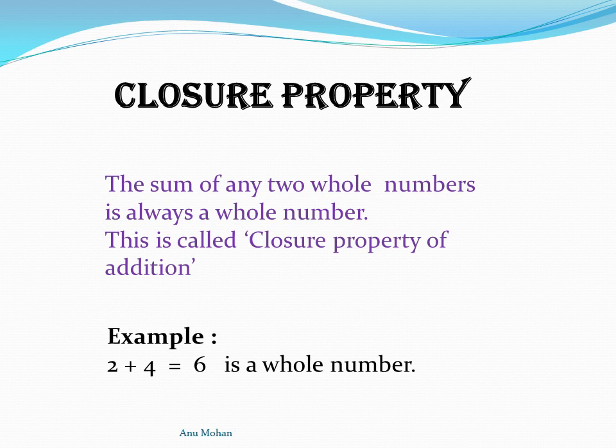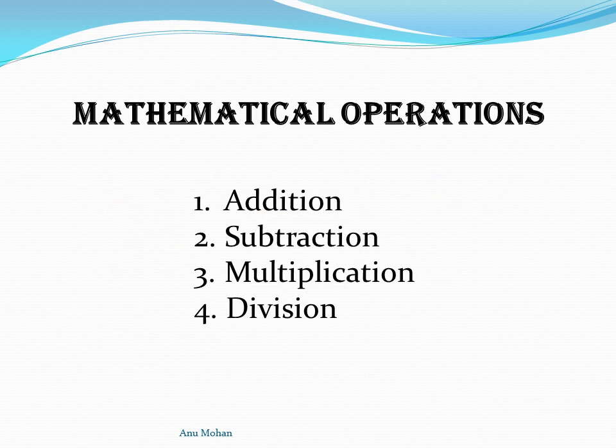So what is closure property? The closure property basically says that when you pick a group of numbers, be it whole numbers, integers, or rational numbers, and you perform some mathematical operation, if the answer that you get lies within the same group, then the group is said to be closed, or you can say closure property is true. I have given the example 2 plus 4 is equal to 6, where 2 and 4 both are whole numbers and the answer, 6, is also a whole number.